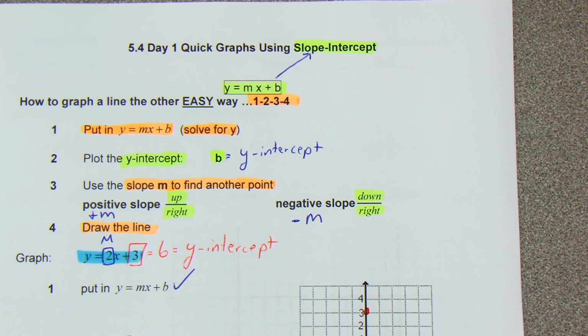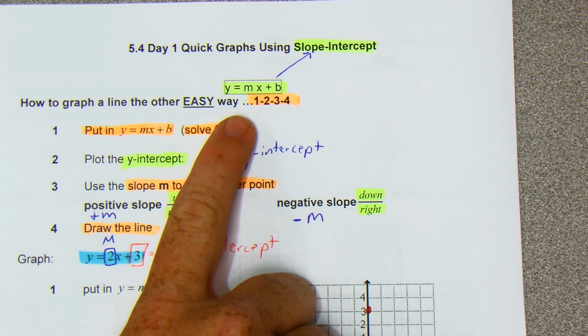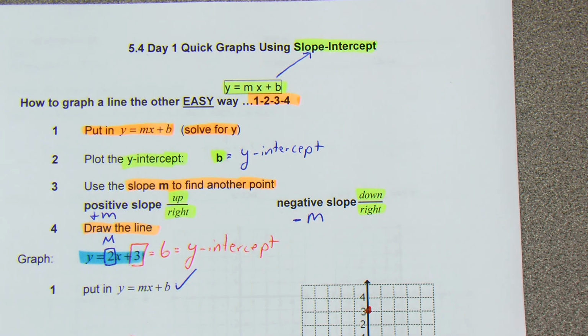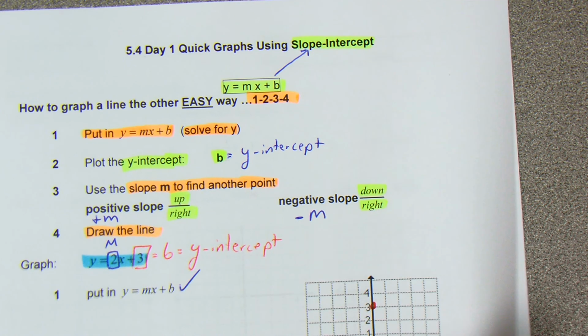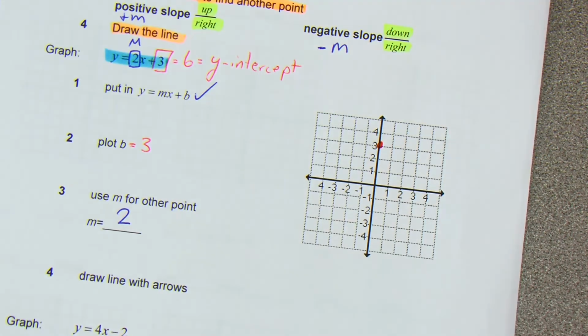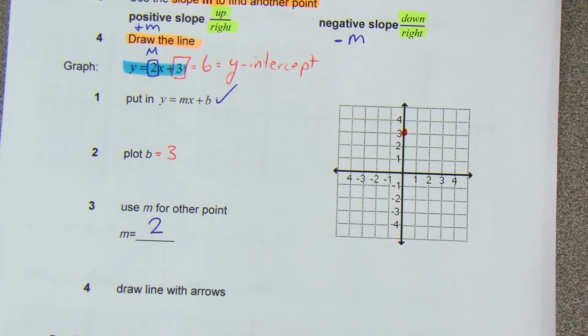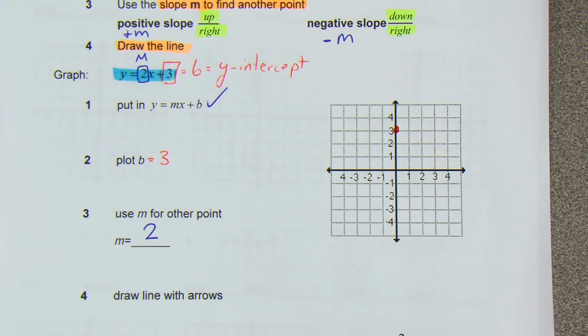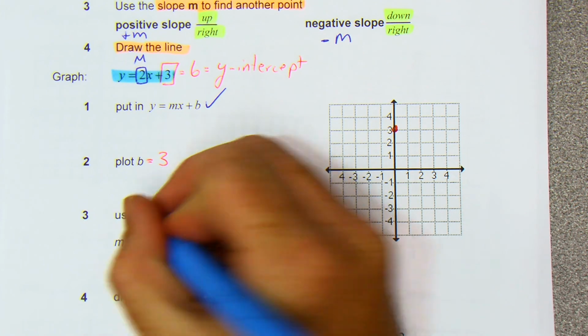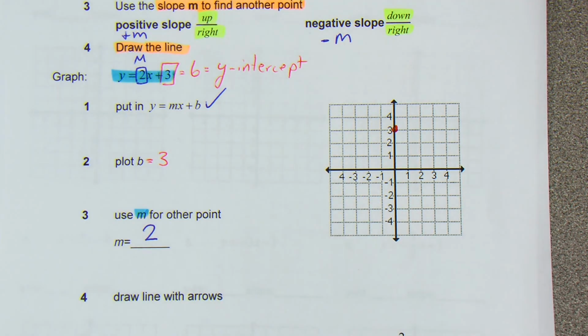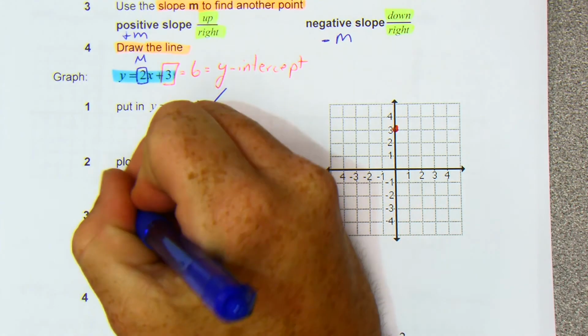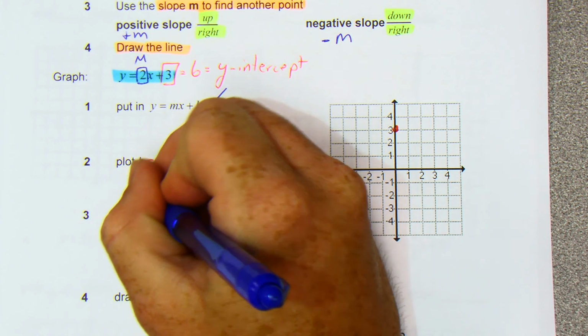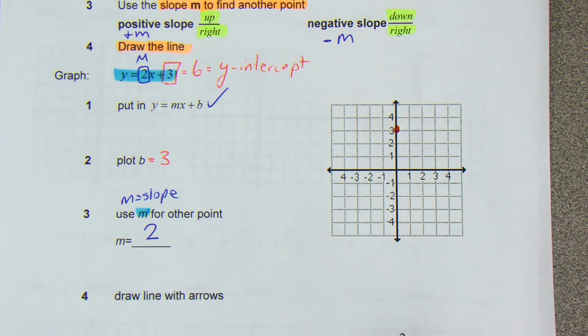This is video 2. In video 1, we went over what slope-intercept form looks like. It's y equals mx plus b. We went over the basic steps of graphing using slope-intercept form, and we started doing those steps, and we got to step 3, which was to use our m, which is our slope. I'm going to write right above it that m equals slope. So we're going to use that slope to find another point.